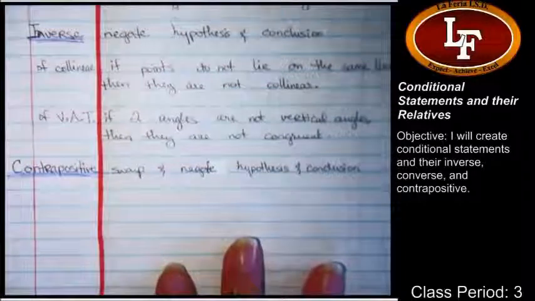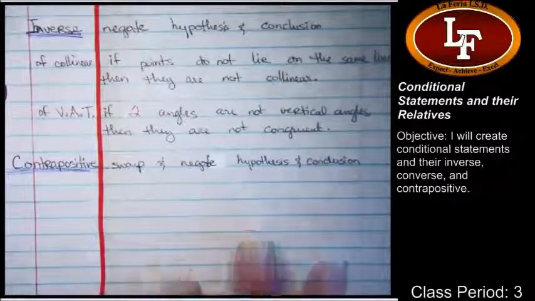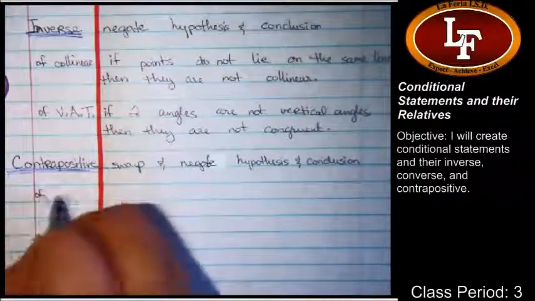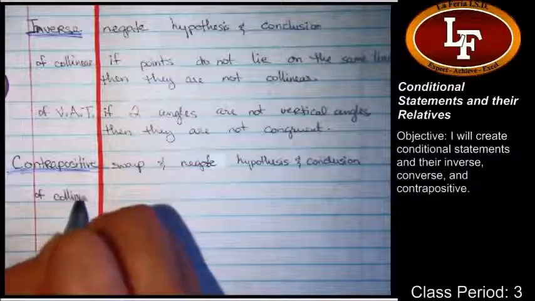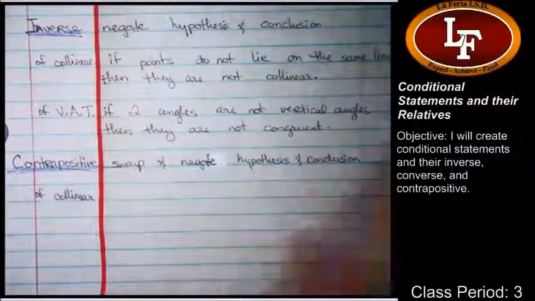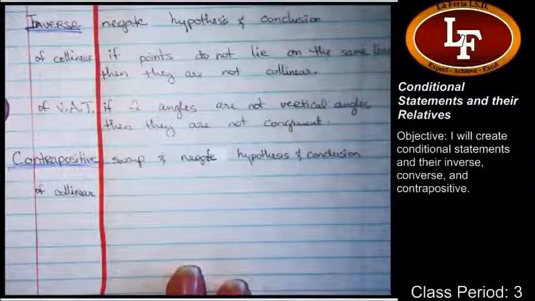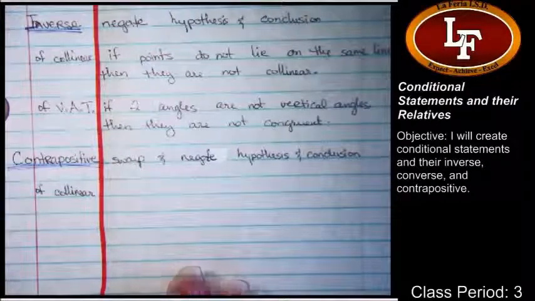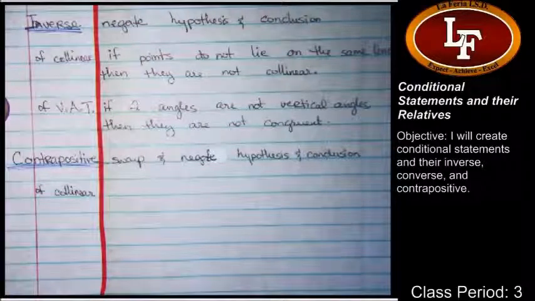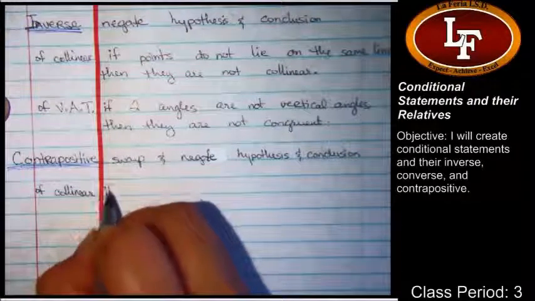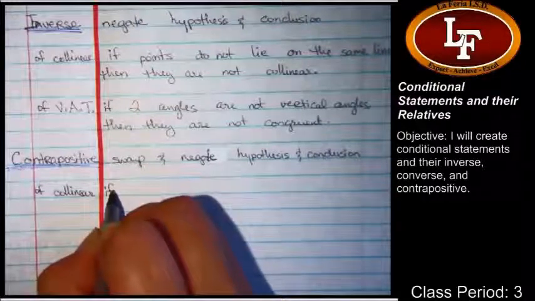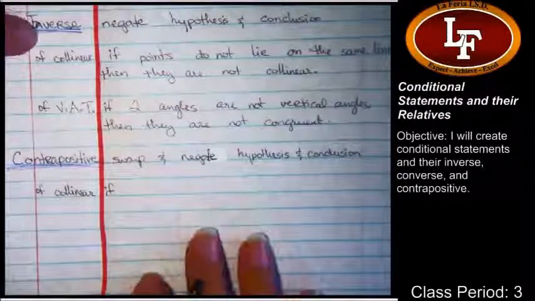We've got 7 minutes. Okay, let's do this super fast. All right, so contrapositive of collinear. Look at collinear. Either the original statement, swap and negate, the converse and negate, or the inverse and swap. Your pick. I'm going to use the inverse because I have it sitting here already.